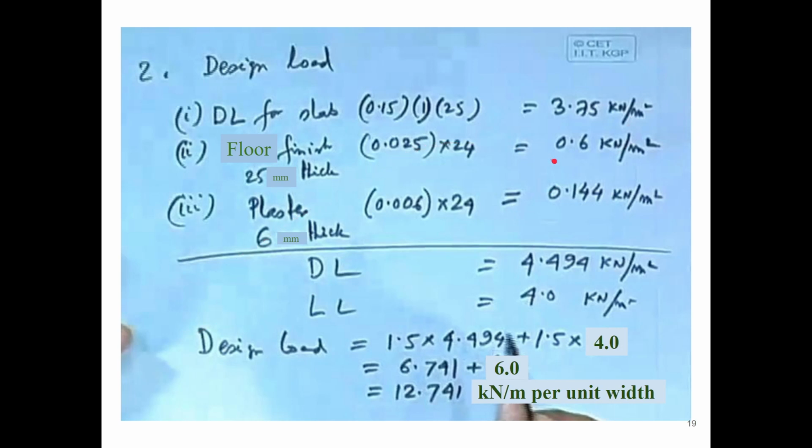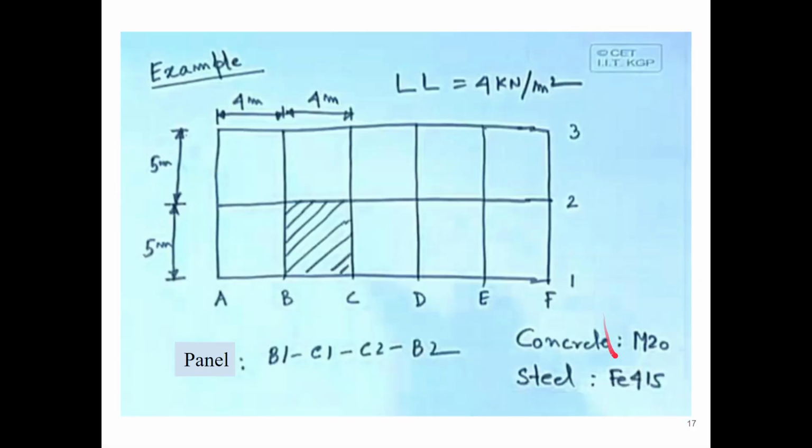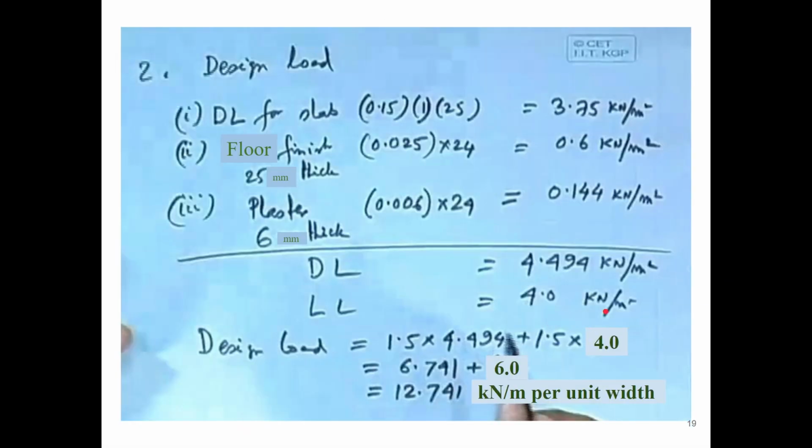Okay, so similarly this will be 0.025 into 24, which is 0.6 kilonewton per meter, and this will be 0.006 into 24, which is 0.144 kilonewton per meter. Here it is written meter square, but if you multiply by 1 again, it will be kilonewton per meter. So dead load will come to be 4.494 kilonewton per meter, and live load will be 4 kilonewton per meter square, which again, multiplied by 1, is 4 kilonewton per meter.